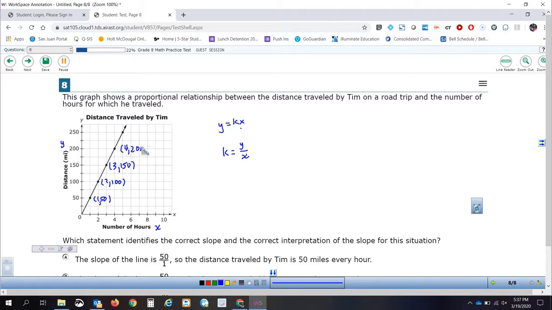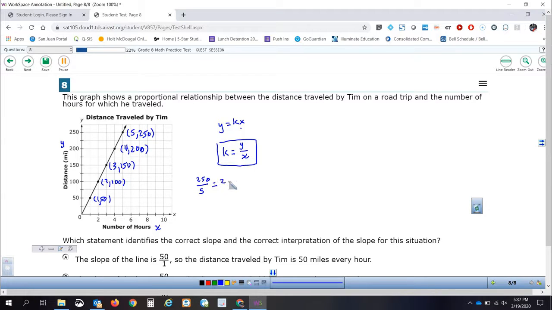4,200. And 5,250. So if I were to ask you, what are we doing to these x's to get the y's? Or what is the y divided by x each time? And again, we can use any point because it's a proportional relationship. So what is 250 divided by 5?